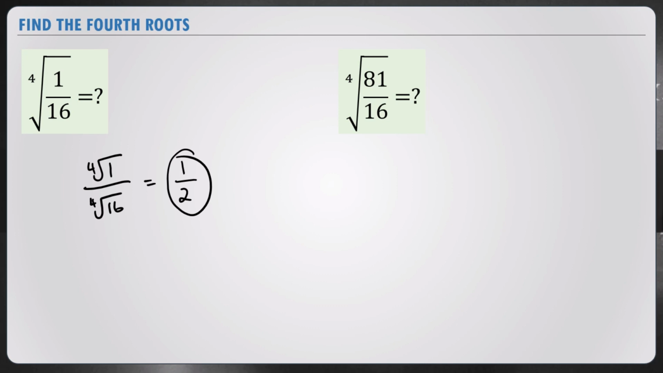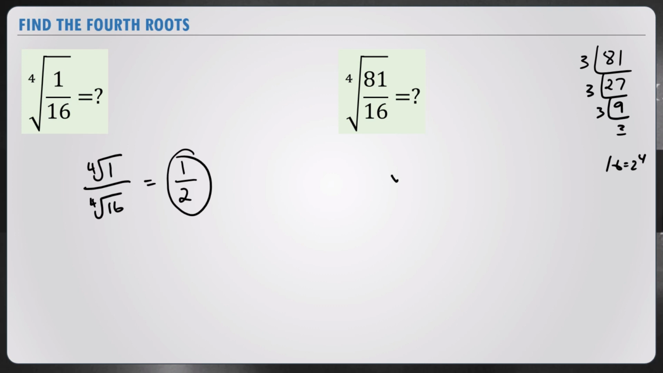What about the fourth root of 81 over 16? 81, let's find the factors. 27, 3, 9, 3, 3. So 81 is equal to 3 to the power of 4 and 16 is equal to 2 to the power of 4. So that's simple.